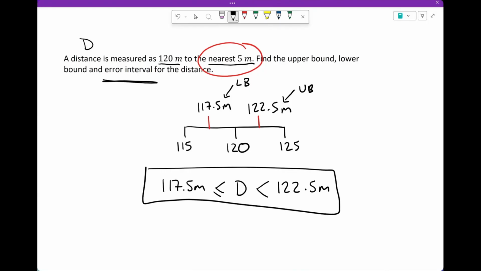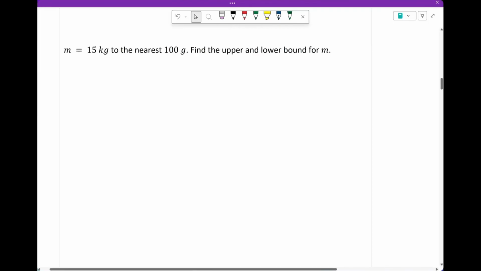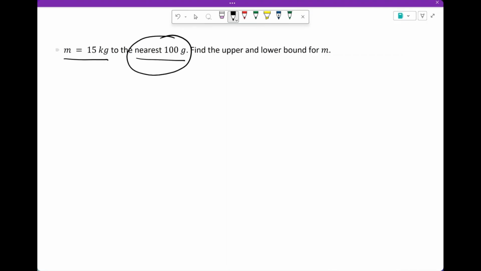Let's have a look at another question. So we got m is equal to 15 kilograms to the nearest 100 grams. So that's my degree of accuracy. We need to find the upper bound and the lower bound for m. Now, one thing that people might struggle with on this question is the difference in units. Okay, because we've got grams, we've got kilograms. So what we can do is just convert the units.